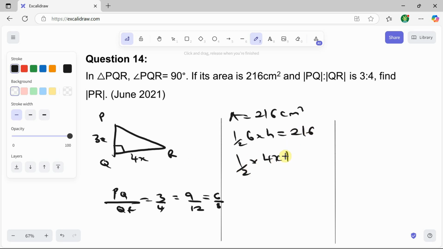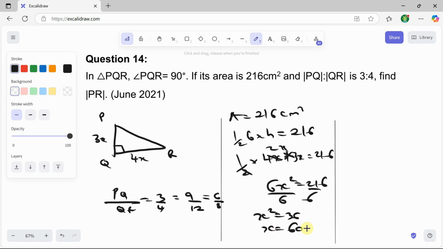What is the height? The height is 3x, which is equal to 216. 2 comes 1, this will be 2x. So 2x multiplying this, not plus. So 2x times 3x will give me 6x squared is equal to 216. If I divide both sides by 6, my x squared is equal to 36, and then my x is equal to 6 centimeters.